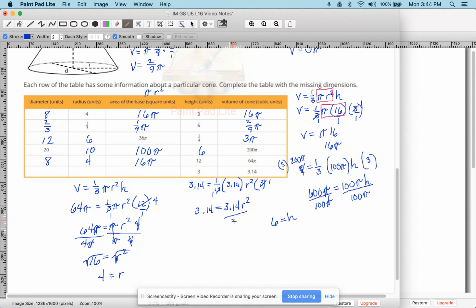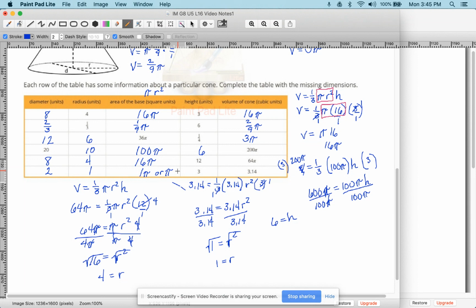Now I divide by 3.14 because it's with my radius squared and I need to get that by itself. 3.14 divided by 3.14 is 1 equals the radius squared. Take the square root. The square root of 1 is 1 equals r. So my radius is 1. My diameter is twice that, so it's 2. The area of the base is 1 squared times pi, which is 1 pi, or just pi.